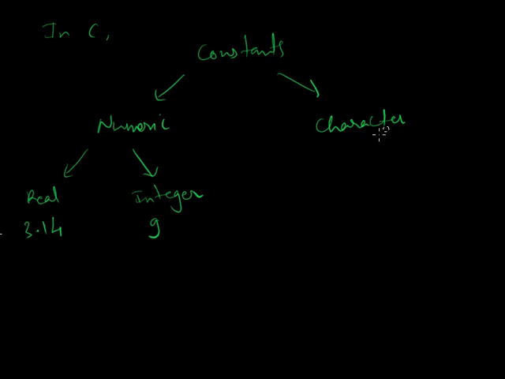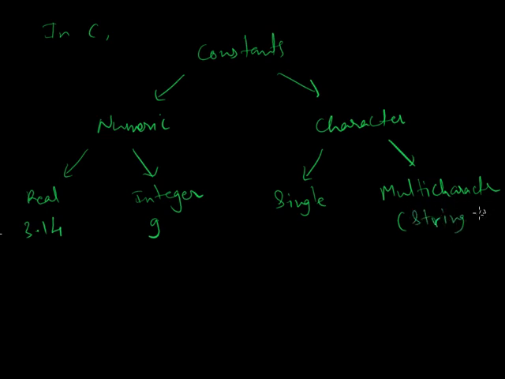And character is further divided into single character or multi-character. Multi-character is also called a string. Single characters like a single A or single B, and multi-characters like a whole string A, B, C. So constants are classified as numeric or character. Numeric is further divided into real, that is decimal numbers, or integers, that is whole numbers. And the character type of constants are classified into single and multi-character constants.